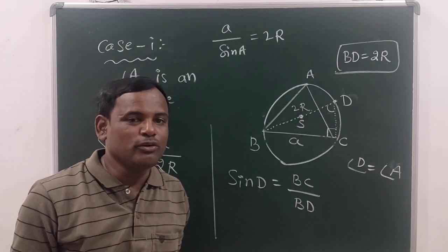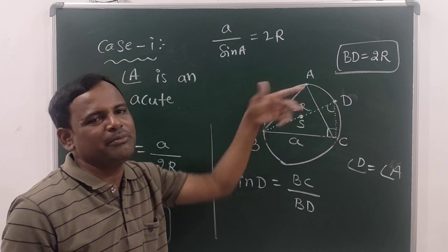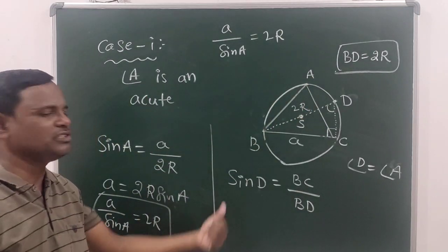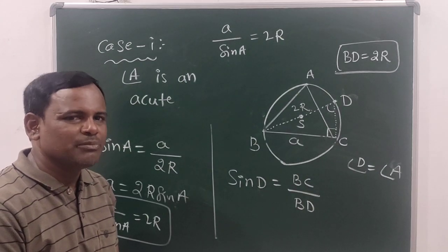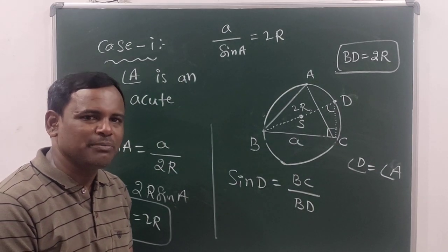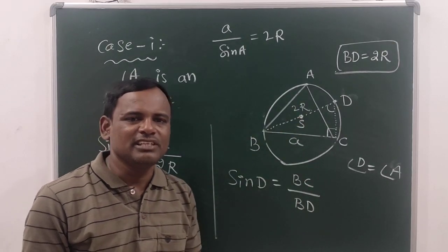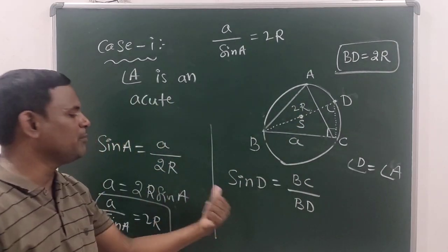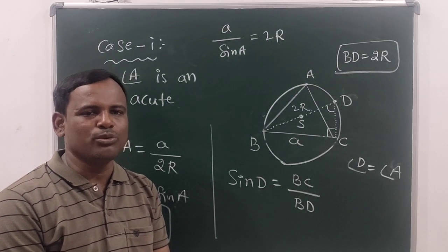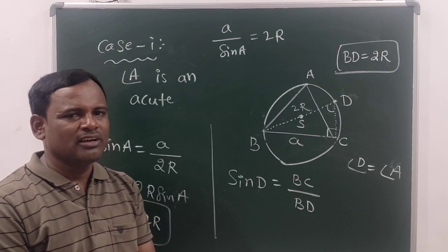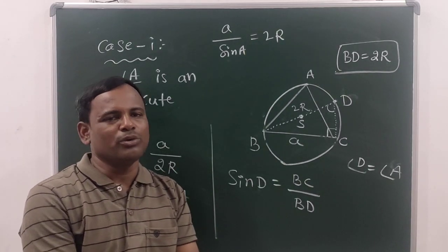Similarly, if you would like to prove b by sin B equal to 2R, you have to replace A by B and follow the same procedure so that you will get b by sin B equal to 2R. Similarly, if you would like to prove c by sin C equal to 2R, replace this A by C and follow the same procedure so that you will get c by sin C equal to 2R. I hope you have understood this a by sin A equal to 2R.